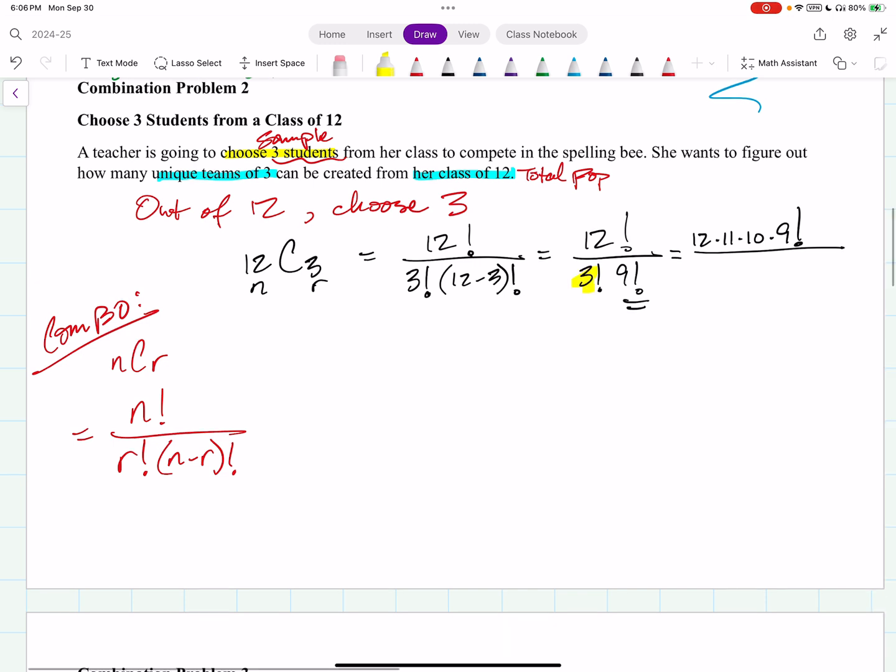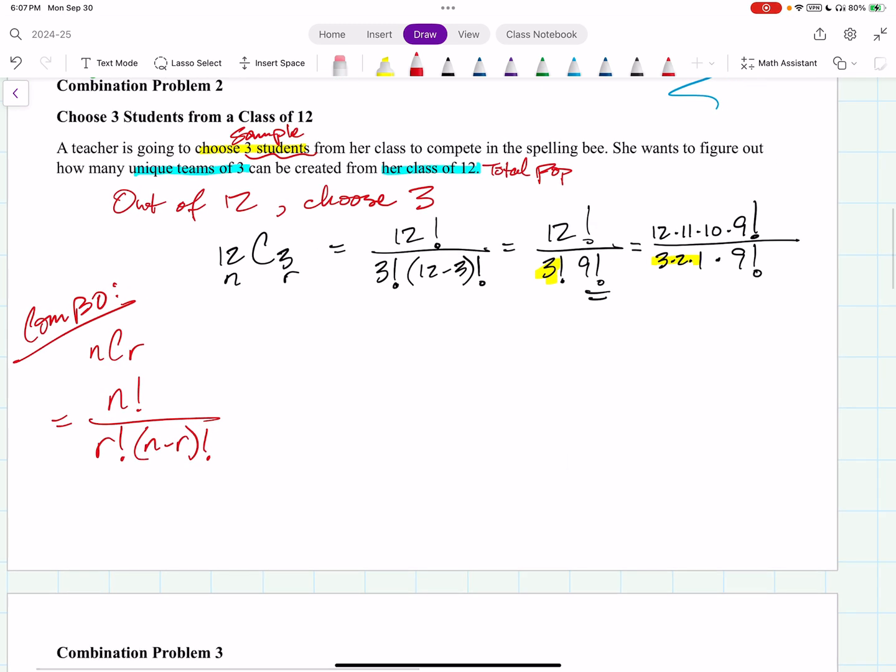Now I do have a 3 factorial, so I'm going to write that first. 3 factorial is 3 times 2 times 1. That's obvious. But 9 factorial, well, I'm not going to expand that because it's going to cancel out with the 9 factorial up top. And if you guys wanted to expand the 9 factorial and then cancel out all those common factors, go for it, okay? But typically anything divided by itself is 1, and then you simplify a little bit. So there's different ways you can do this.